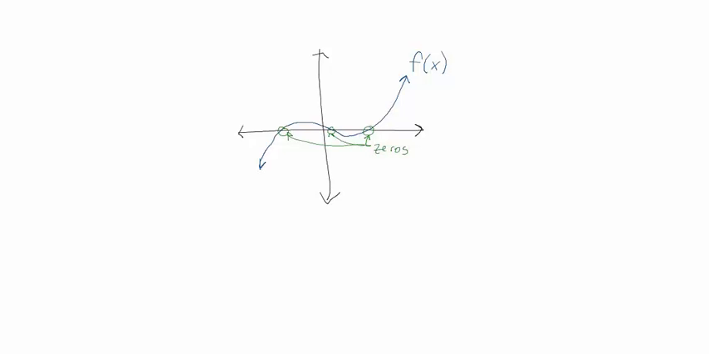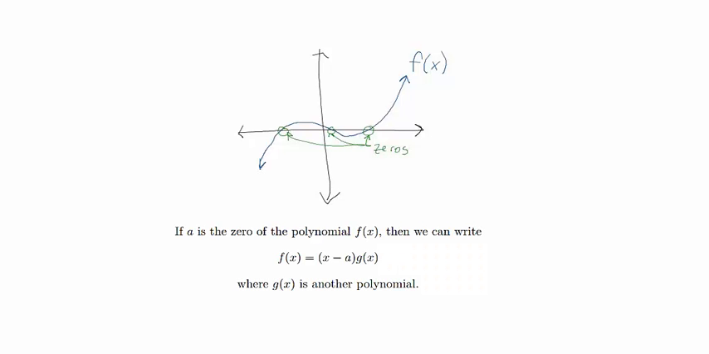A fact that you probably learned in an algebra course but have since forgotten is that knowing the zero of a polynomial can help you to factor it. Specifically, if a is a zero of a polynomial, then we can always write f of x equals x minus a times g of x, where g of x is another polynomial.